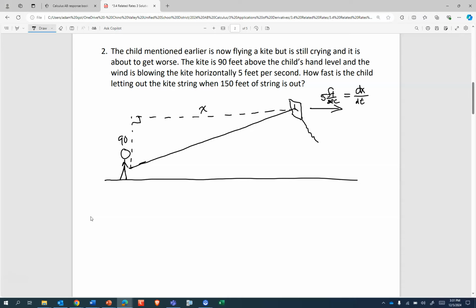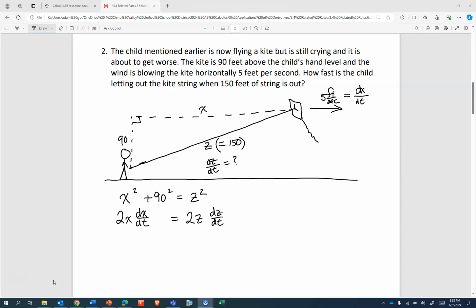How fast is the child letting out the kite string when 150 feet of string is out? I'm going to call this diagonal length z. And we're asked for dz dt, how quickly the kite string length is changing. And z is going to be equal to 150. Not always, but just at the moment in time in question. So another Pythagorean theorem one, and we're going to have x squared plus 90 squared is equal to z squared, 2x dx dt is equal to 2z dz dt.